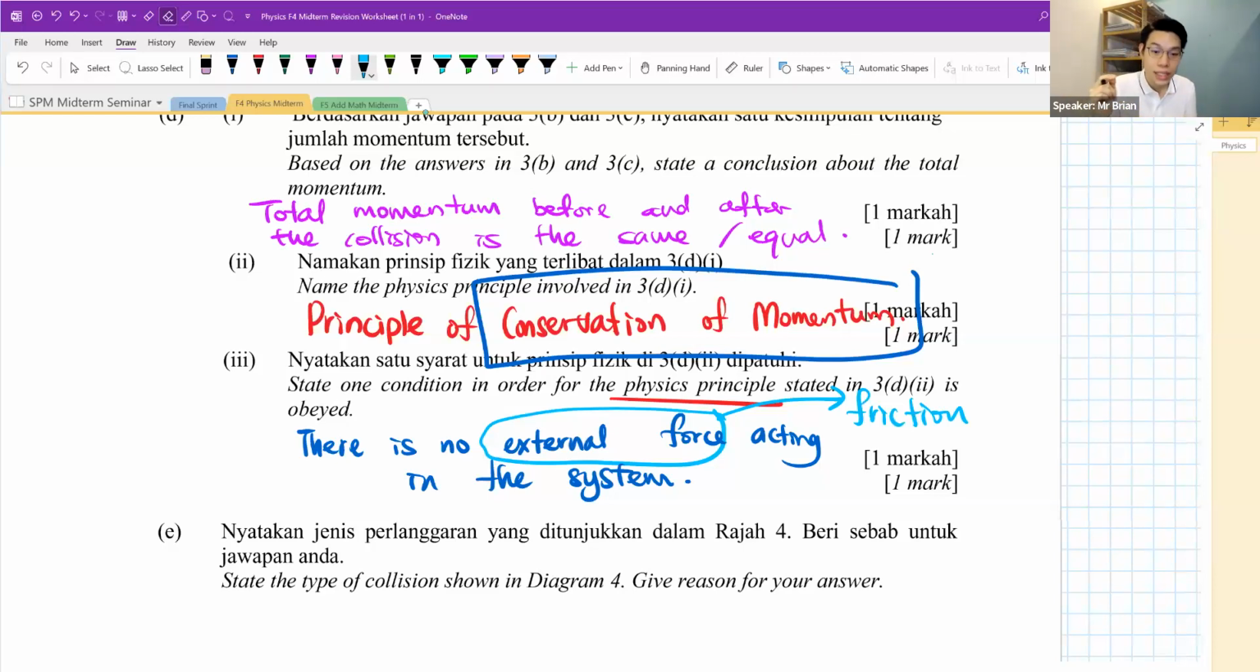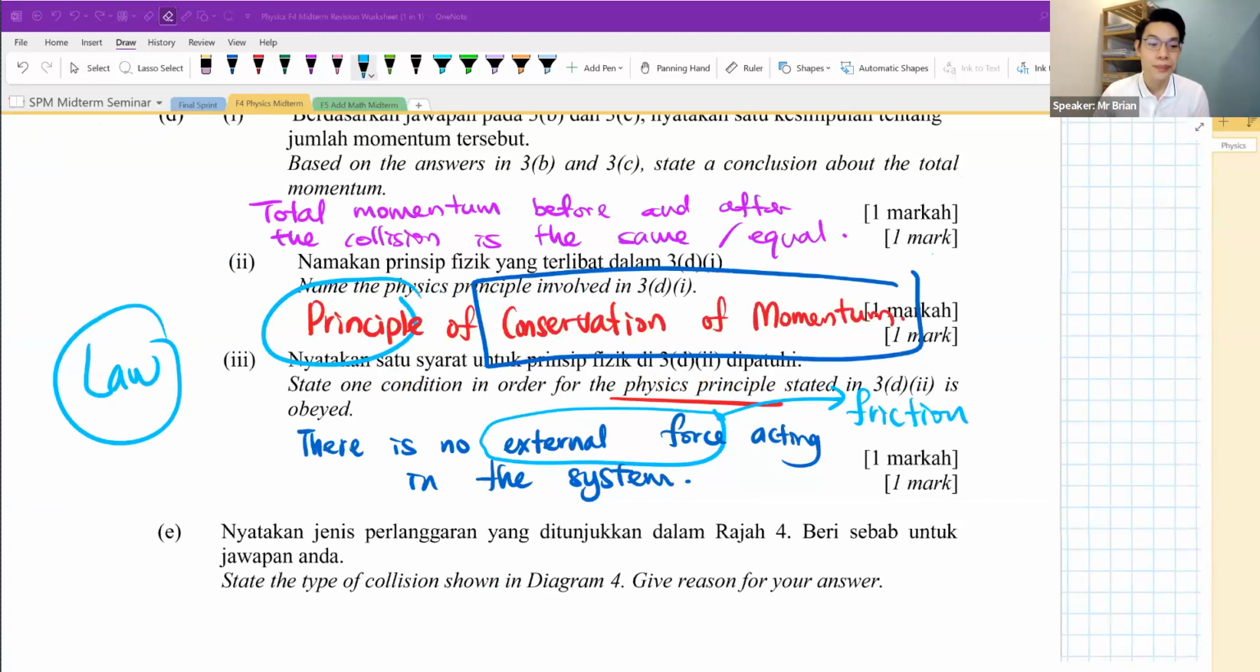Physics concept and principle and law. Somebody asked the difference between the principle, the law, physics concept. So physics concept can be anything, can be law, can be principle, can be any topic, even the name of the topic. Principle usually will have the word principle. Law usually have the word law lah. All right, and then part E, this one I already tell you the answer.